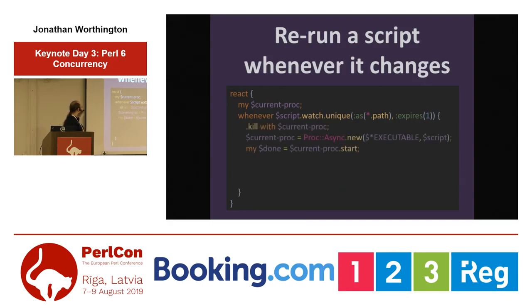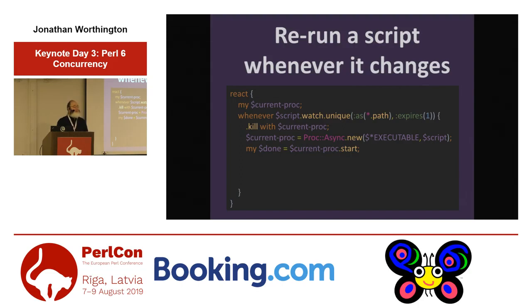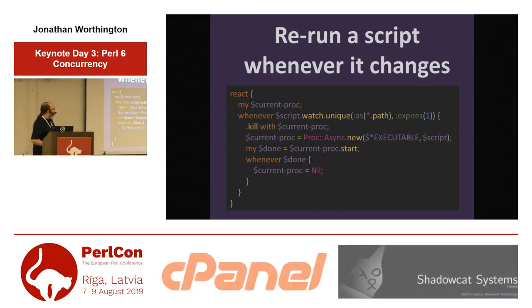And then on the script change, we kill any current process we have. That with is like an if defined, which sets the topic. And then we start a new process. We then say, well, if the process gets done, it terminates before we kill it, just clear out that variable. That's it. That's how we can deal with processing asynchronous events. I think that's relatively easy.